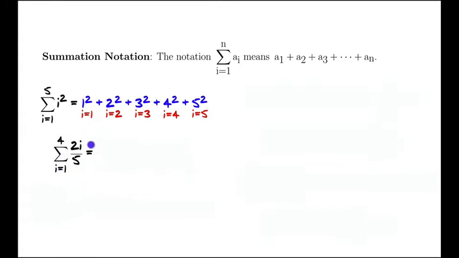Let's look at another example. Sum i equals 1 to 4 of 2i over 5. Again, we start with the i equals 1 term, putting in i equals 1 into the term. We get 2 times 1 over 5, which is 2/5. Putting in i equals 2, we get 2 times 2 over 5, which is 4/5. Putting in i equals 3, 2 times 3 over 5 is 6/5. Putting in i equals 4, 2 times 4 over 5 is 8/5. So this sum, i equals 1 to 4 of 2i over 5, is whatever this number adds up to be.